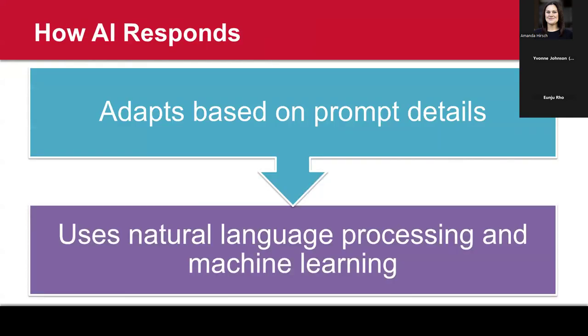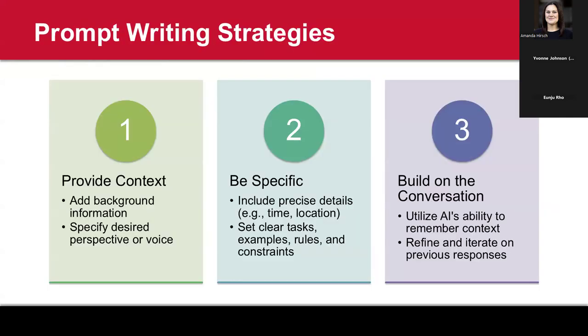So I'll go back just a second to the prompt writing strategies again. So again, provide some context, be specific, and build on the conversation. So what's the context? Some background information. Is there a desired perspective or voice that you want? Give some details, set clear tasks or constraints, and use the ability to remember context to refine and iterate on previous responses.